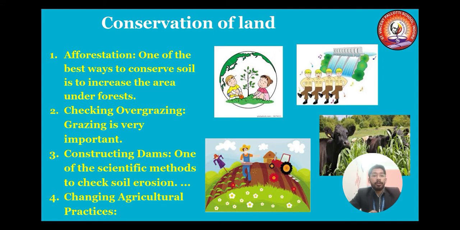Second, checking overgrazing. Overgrazing often becomes a reason for degradation of land because when there is overgrazing, the green pastoral land is eventually turned into desert. Constructing dams is one of the scientific methods to check soil erosion because these dams hold the water from speedy gushing over the soil, which definitely checks soil erosion.